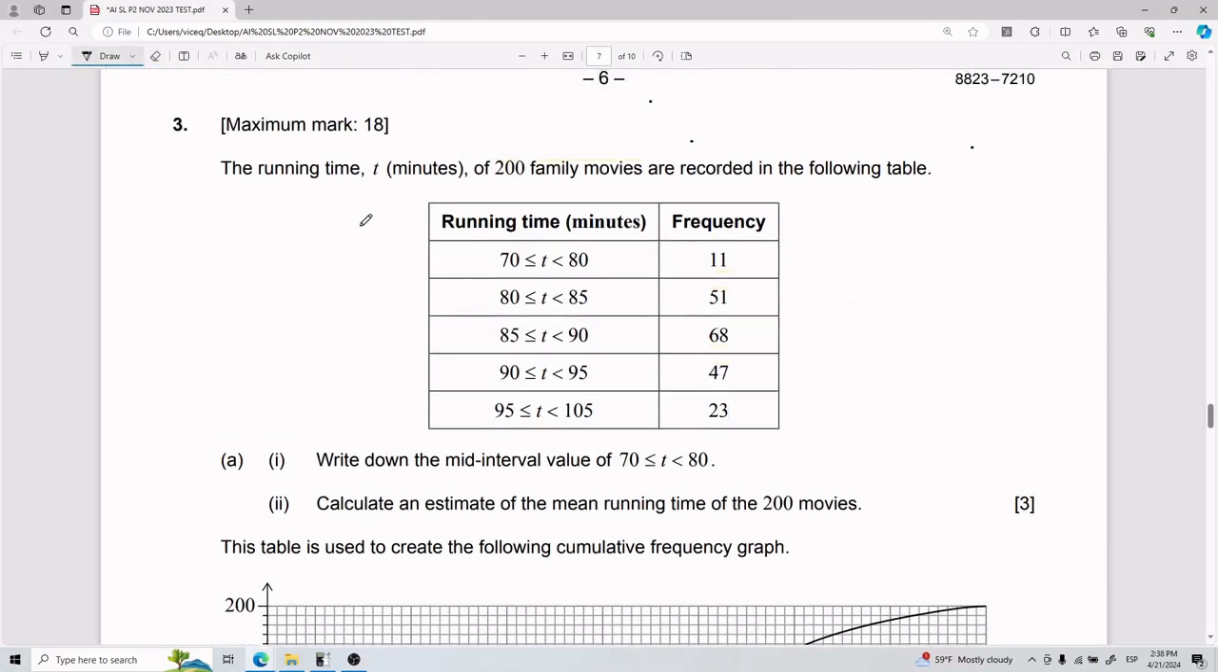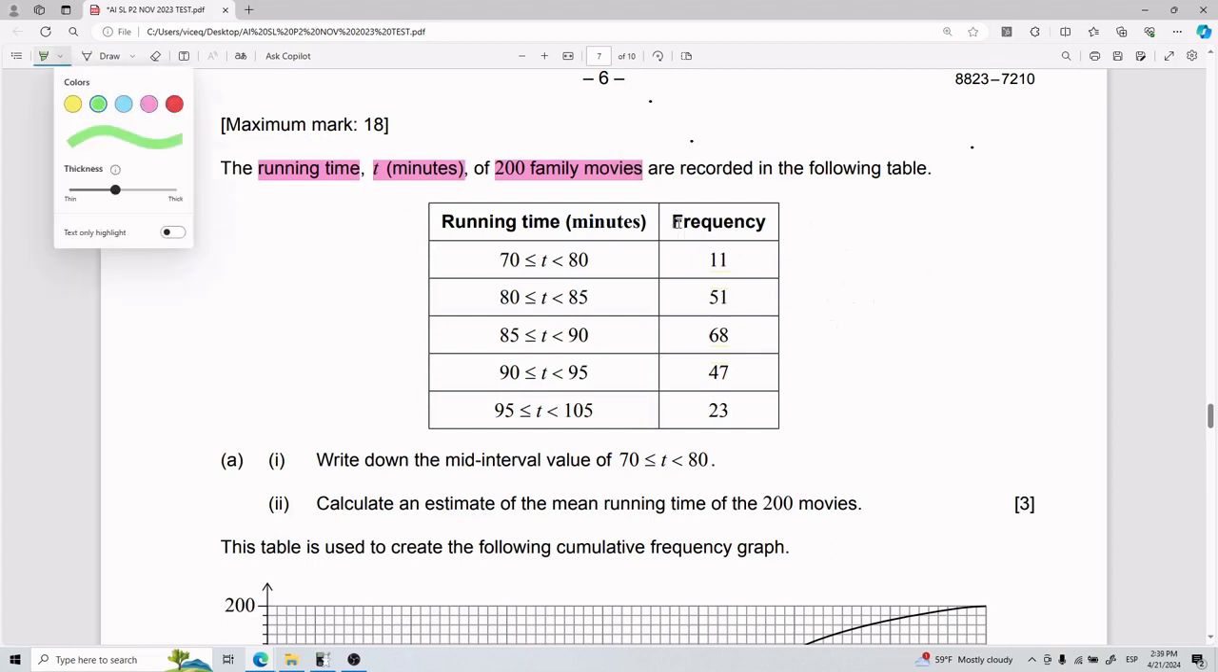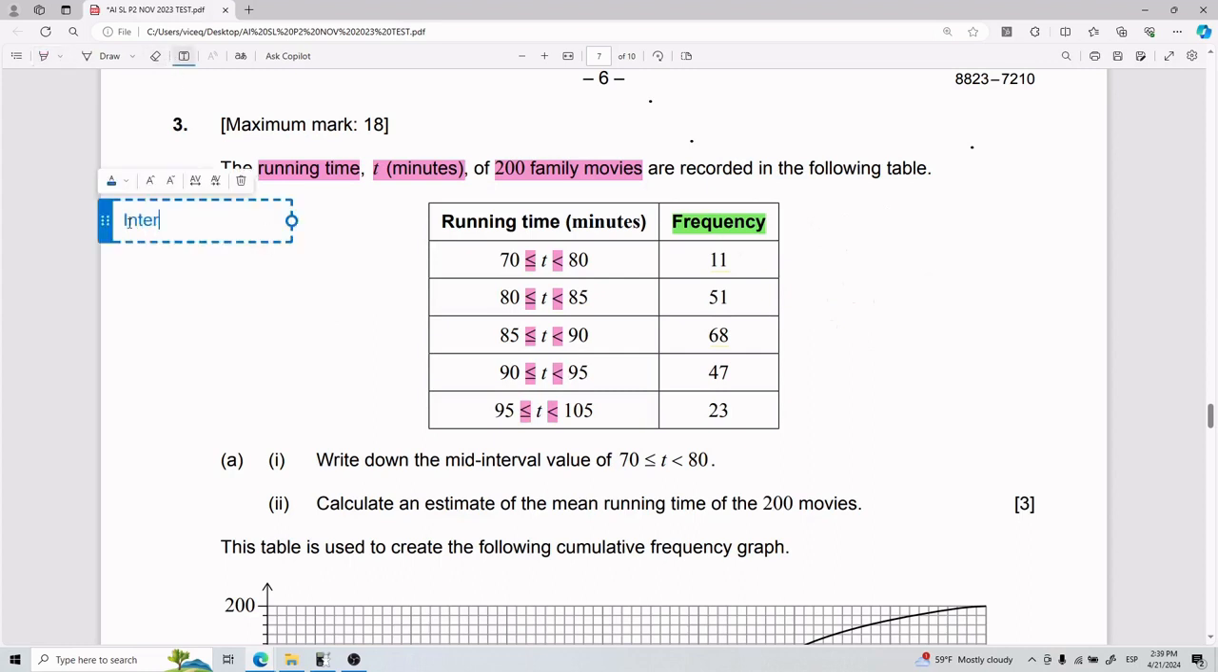All right, you guys. So for this third one, we have that the running time, T minutes, of 200 family movies are recorded in the following table. Now let's take a moment and look at this table. So here we have a frequency, and also take a good look. We have these symbols here, right? And so these symbols here mean that all of these are different intervals.